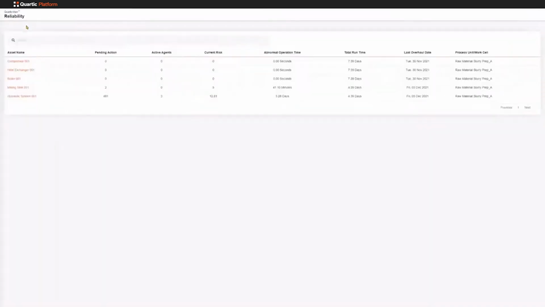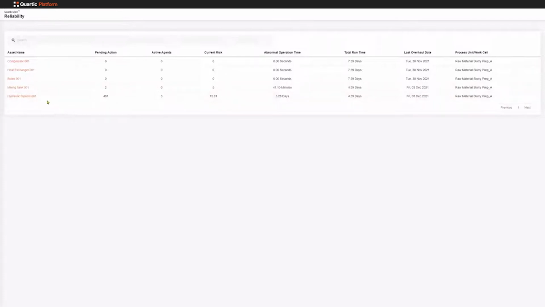So I start with an overview of my assets along with a few key metrics: the abnormal operation time, which accumulates to the potential degradation of my asset; my current risk, which is cumulative across all failure mechanisms that I've identified and built machine learning models to detect; and then, based on the failure mechanisms that trigger, I have actions that I should take to ensure the functionality of my assets. So this gives reliability leaders an overview of how RCM is being applied at their facility.